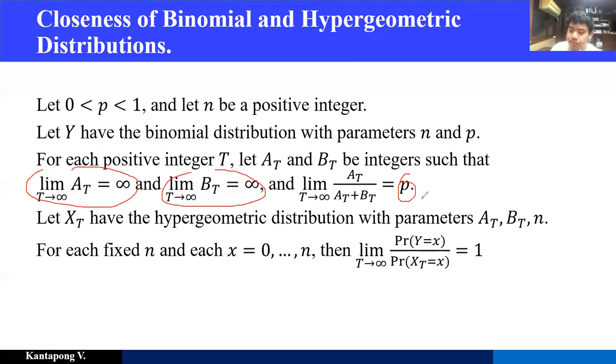So if we take this ratio and we take t to infinity, this is equal to 1. That is, these two are very close to each other when the number of samples is large.